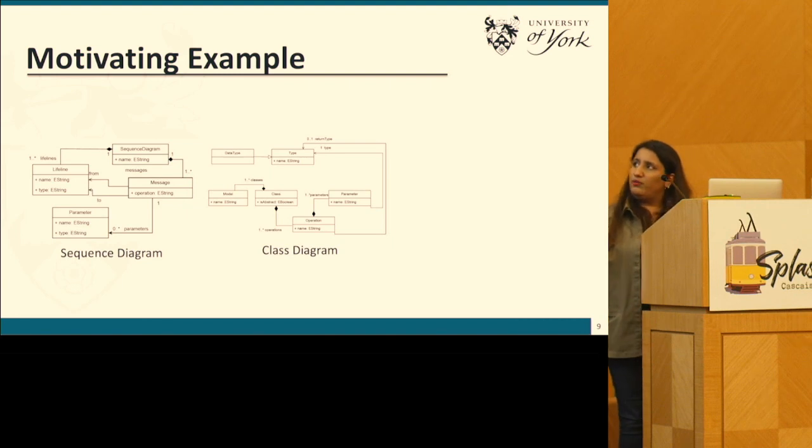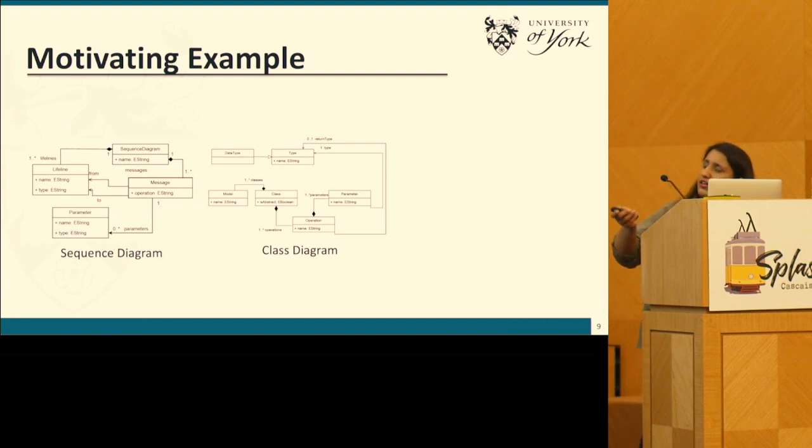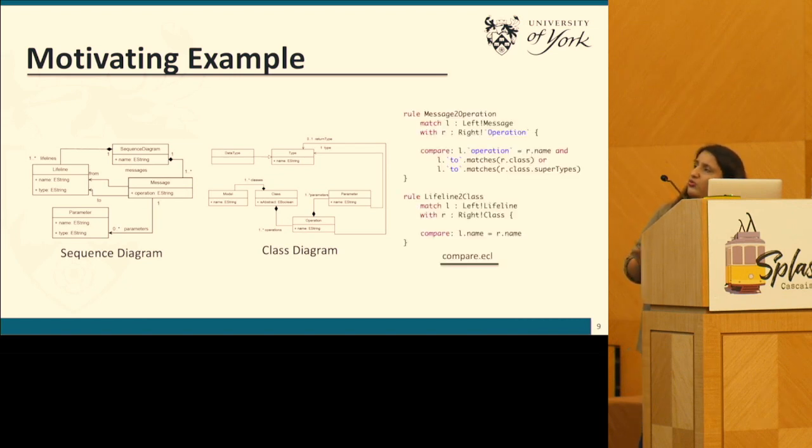I think a motivating example will help understand better what I mean by this. For instance, we have a meta model of a sequence diagram and a meta model of a class diagram, and suppose we want to compare models conforming to these two meta models. We have a very simple ECL program written here. We're comparing message to operation, checking if the message and operation name are the same and they belong to the same class. And then we're comparing lifeline to classes.